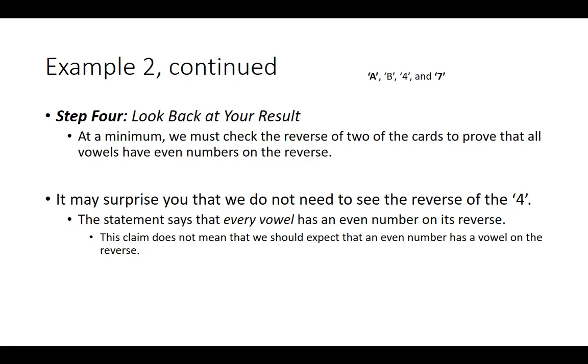The statement says that every vowel has an even number on its reverse. It does not say anything about every even number having a vowel on the reverse. So we just check the A and the 7.